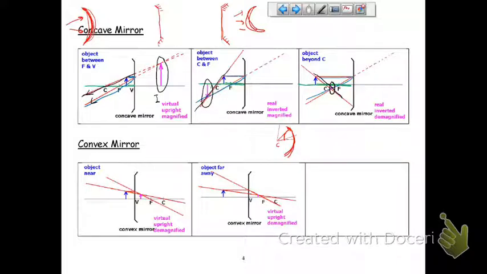This first image is going to be virtual, because the light doesn't actually go there. It's upright because it stands upright, and it's magnified. It's clearly much bigger than the object was. Think about using a shaving mirror or a makeup mirror: you see a big image of your chin or your eye. It's magnified and upright. Your nose is not above your eyes; it's the right way around. Real or virtual doesn't matter, you can't tell with your eyes, you just look.